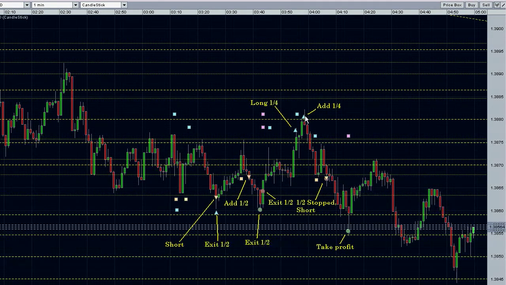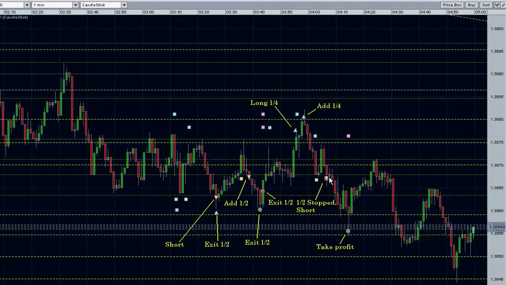Now this second quarter that I add here, I probably shouldn't have added on here because of how strong these green bars are. I should have figured we were due for a pullback, so I should have waited for that pullback and then add to it. But that gets stopped out over here.